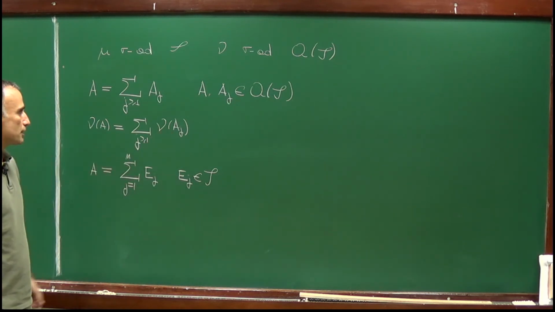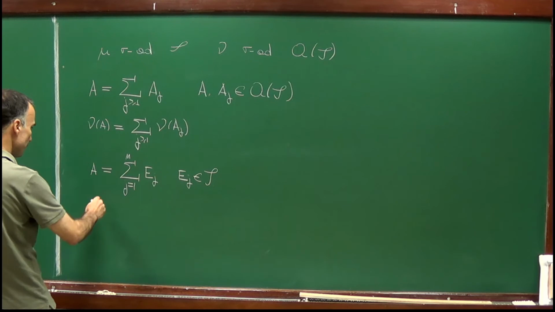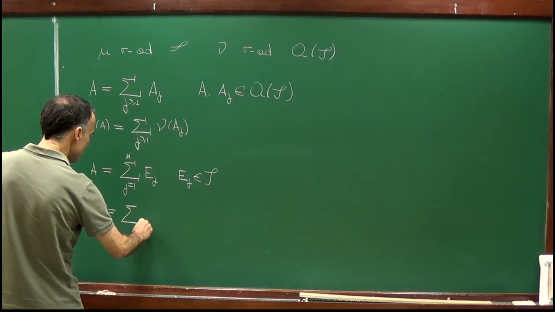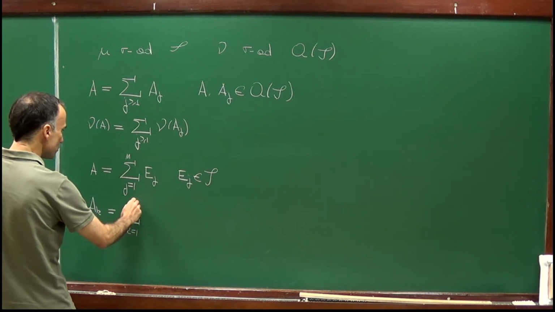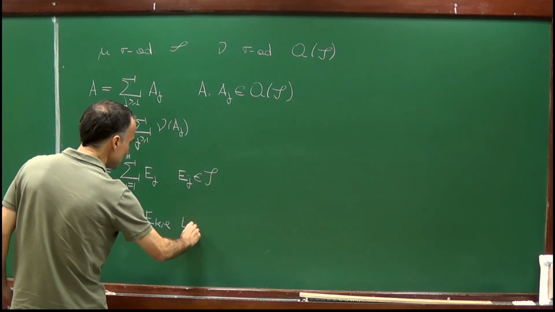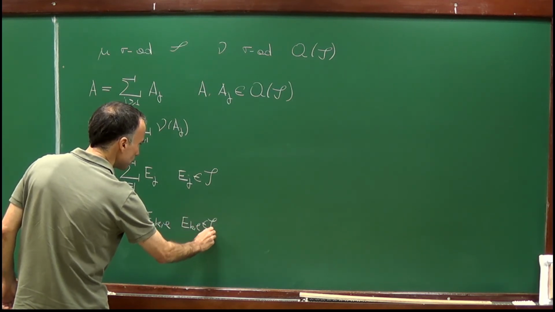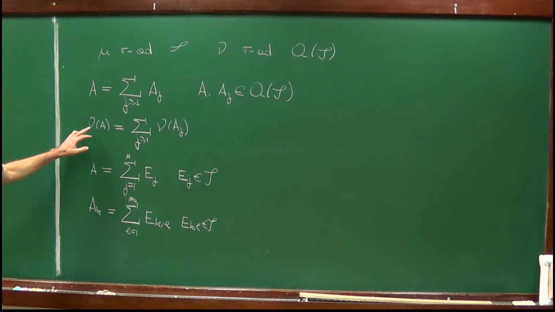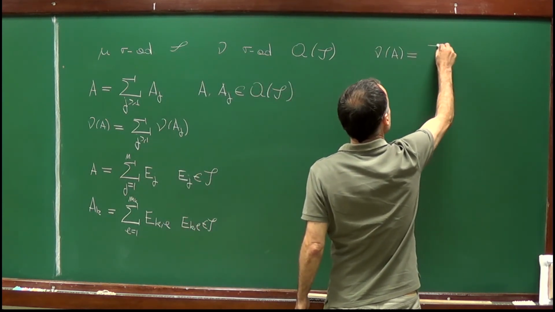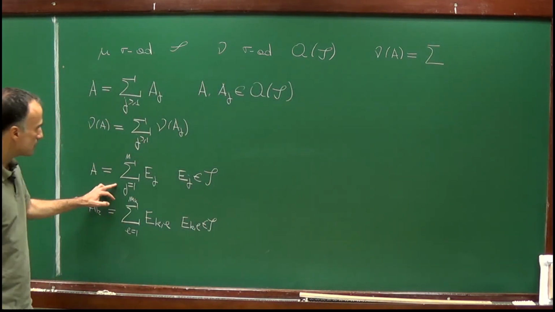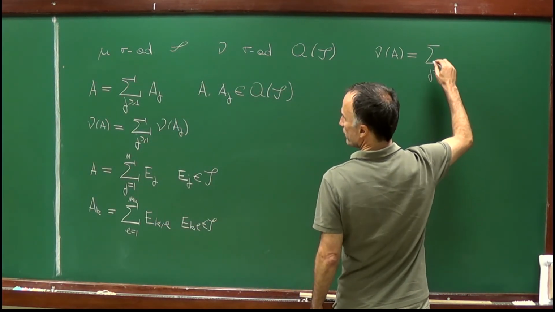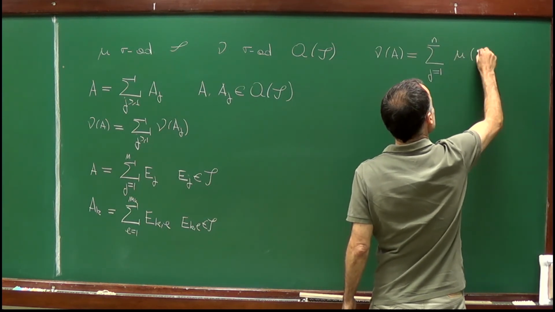And the same thing can be said about each of these sets A_k. So A_k is an element of the algebra, so it can be written as a sum from 1 to say m_k of E_kl, where each E_kl belongs to the semi-algebra. Now, let's recall what is the definition of nu of A. So nu of A, since A is written as the union of E_j, nu of A is the sum from 1 up to n of nu of E_j.